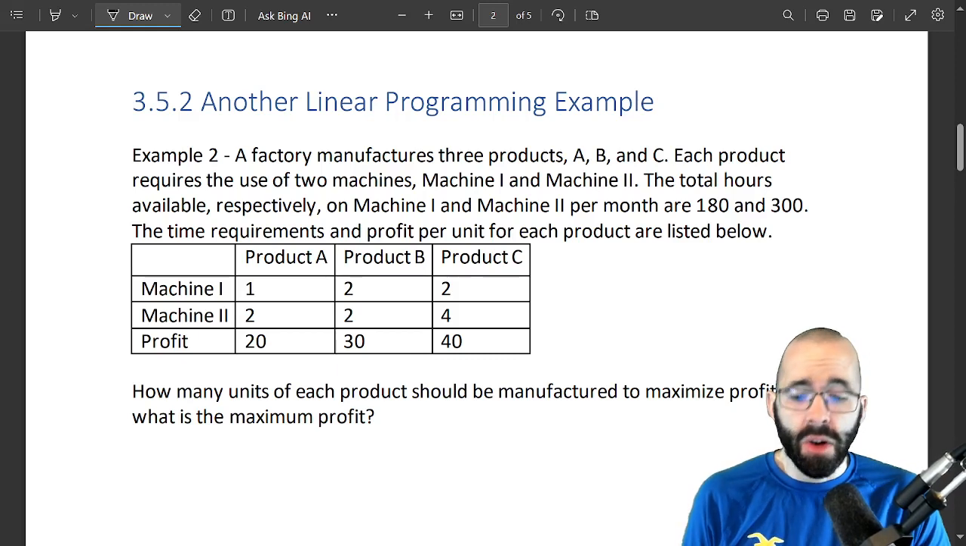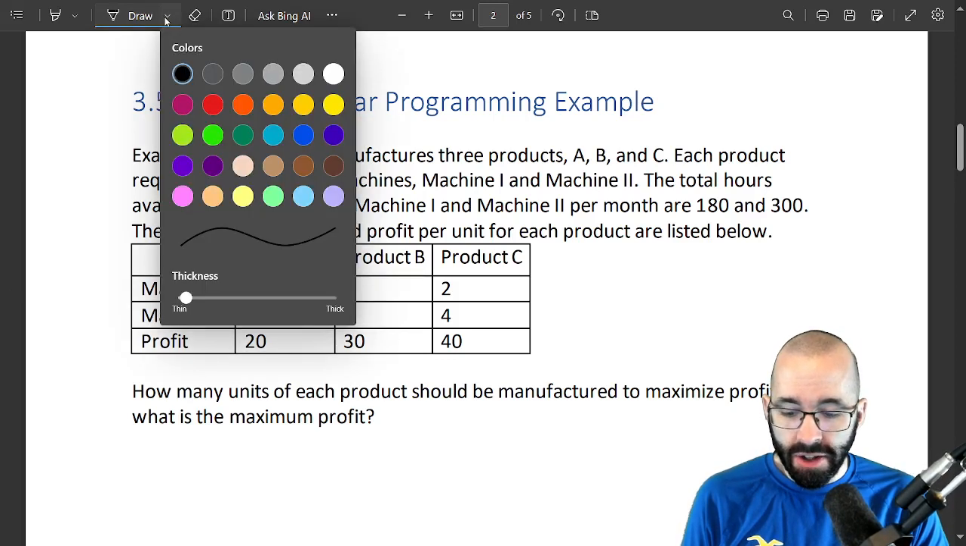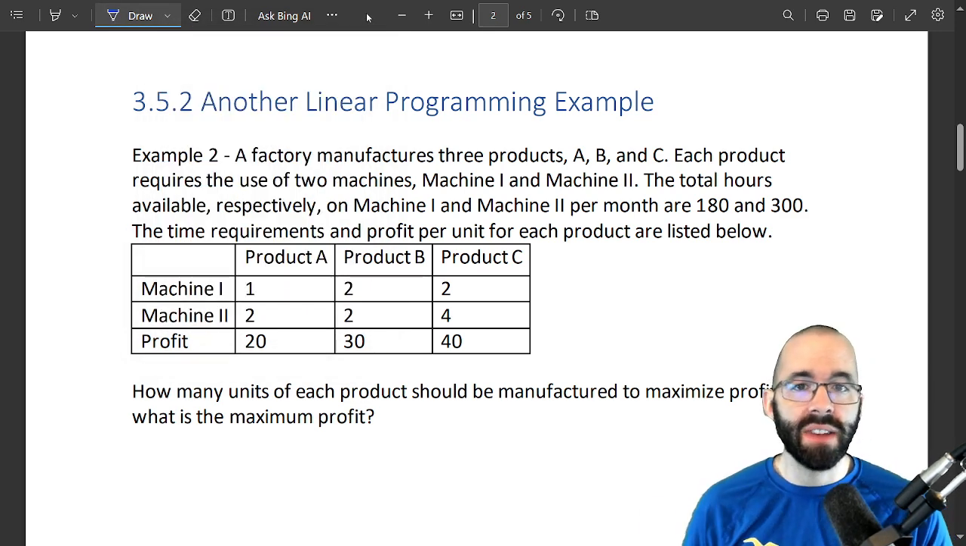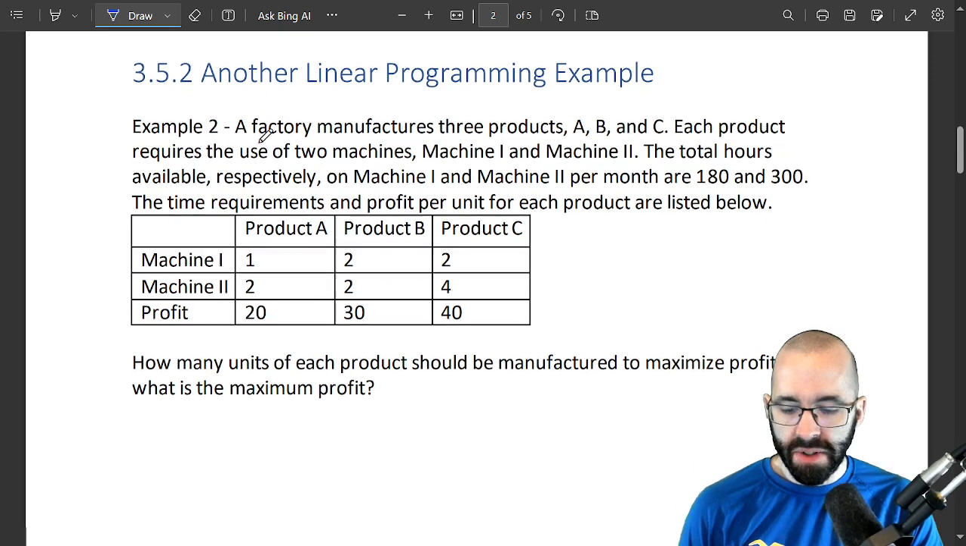All right, y'all already have all the tools you need to do this whole section. The rest of this section is just extra help, extra examples. Well, let's go. Example 2.